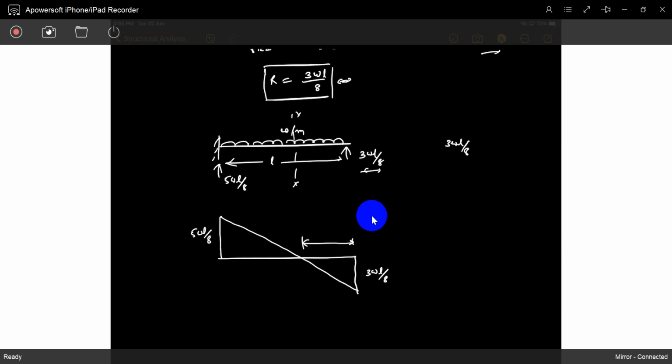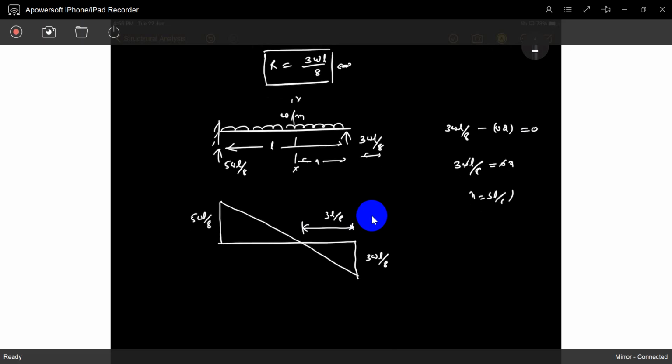So W into x. This is x now. So 3WL by 8 minus W into x is equal to 0. Somewhere x, what is x? 3WL is equal to W into x. W cancel, x is 3WL by 8. So this is 3L by 8. That is a shear force diagram.